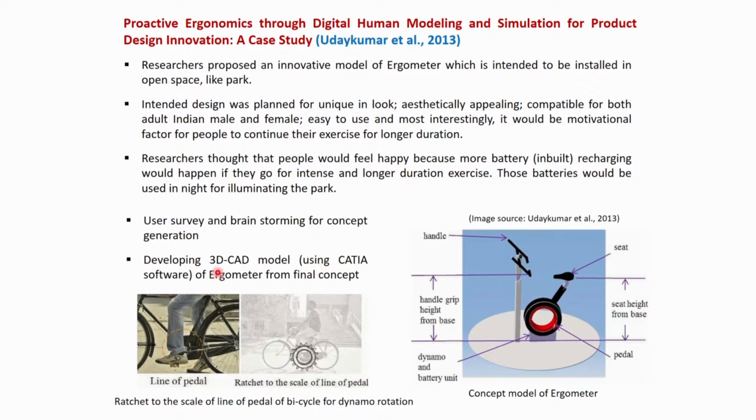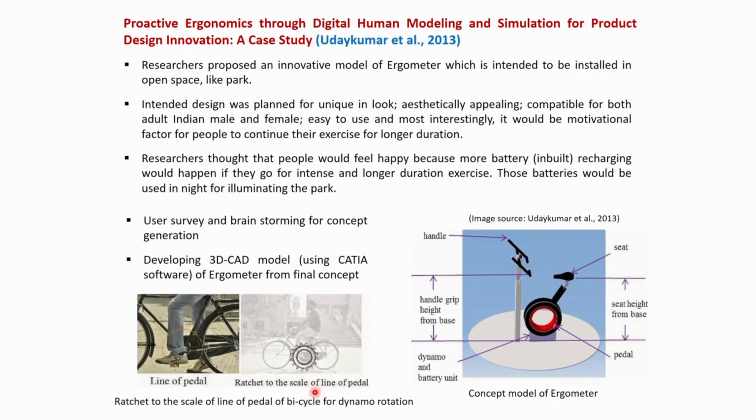A 3D CAD model of the ergometer was developed using CATIA software from the final concept. Among various concepts, one concept was finalized and a 3D CAD model of that concept was made. So, how was the concept? Like a normal bicycle, while pedaling is going on, if you look at this circle, the pedal actually moves like this. The same dimension or the same circumference was also used in this case for the pedal movement.